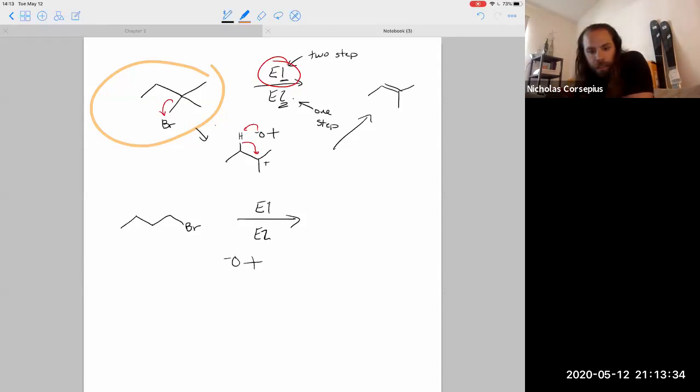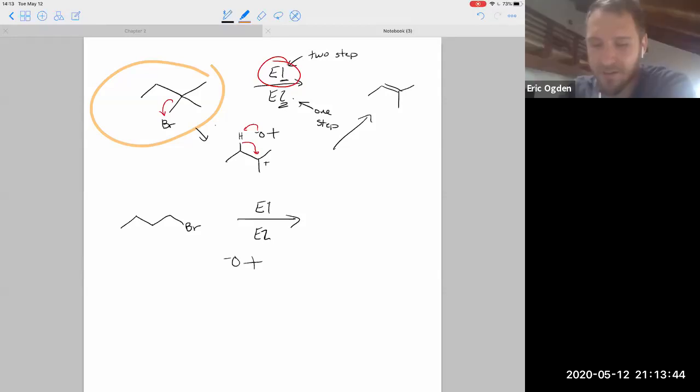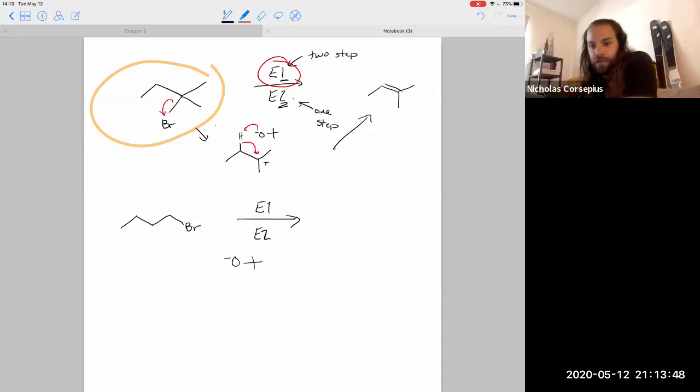Is my product E or Z? Would it have that configuration? Yeah, so that was a trick question. It doesn't have any sort of stereochemistry because these 2 groups are the same.